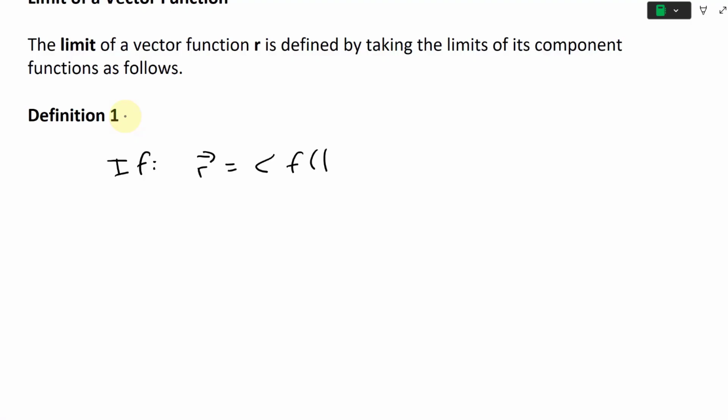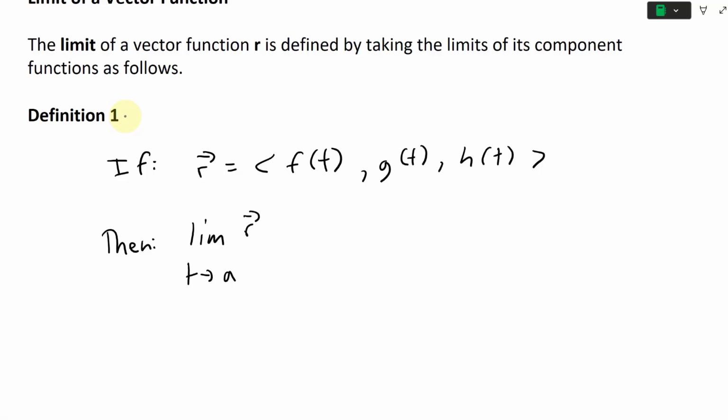Basically, this definition says: if r of t is in 3D, so we have these real valued component functions, f of t, g of t, h of t, then the limit as t approaches a of this vector function r of t is equal to the limit of every single component, by definition.